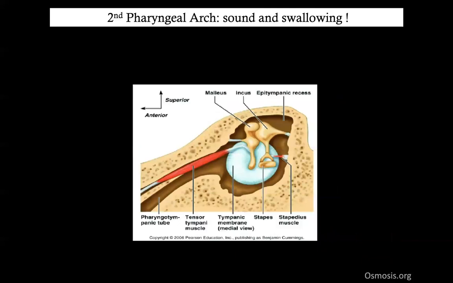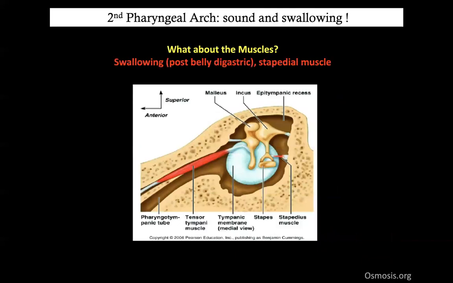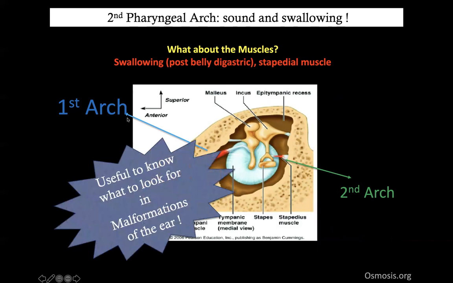Also, the muscles in the ear develop from the second arch or the first arch, depending. Stapedius muscle from the second arch, the tensor tympani from the first arch, but this is less important. So it is useful to know what to look for in malformation of the ear: in particular, the ossicles and the external auditory canal malformation will go together, while the internal auditory canal and the stapes foot plate will go together as well.